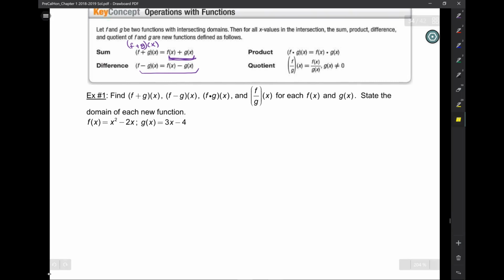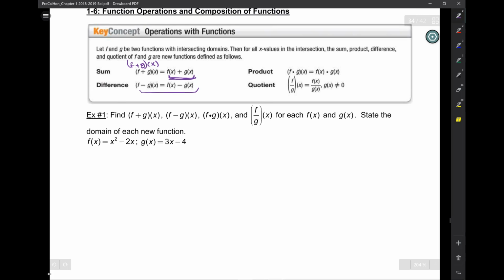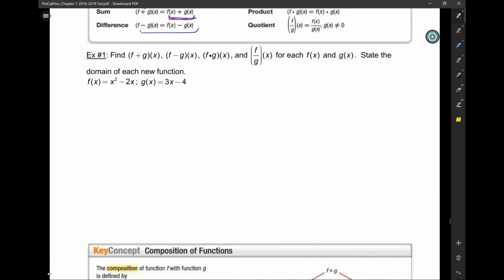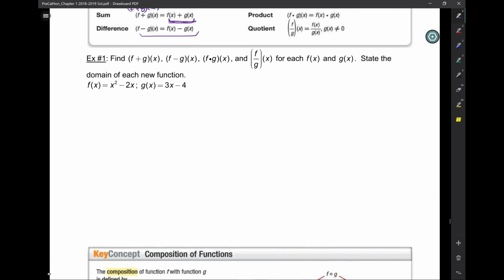All right, so let's do a couple here. It says to find f plus g, f minus g, f times g, and so on for all of these, and state the domain of each function. So let's go and find them and then do the domains. Here's f and here's g. So for number 1, what's f plus g of x? Well, we're just going to add them. And that'll be x squared plus x minus 4. And what's the domain of that? All real numbers.